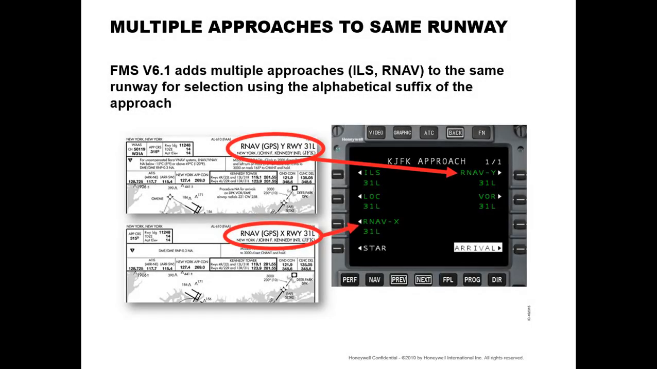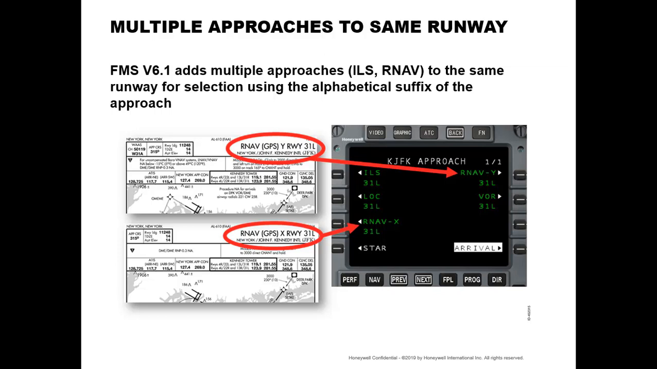Multiple approach suffixes are published for both ILS and RNAV type approaches. FMS 6.1 adds a new feature allowing a selection from multiple approach options to the same runway when alphabetical suffixes are used to identify those published approach procedures.